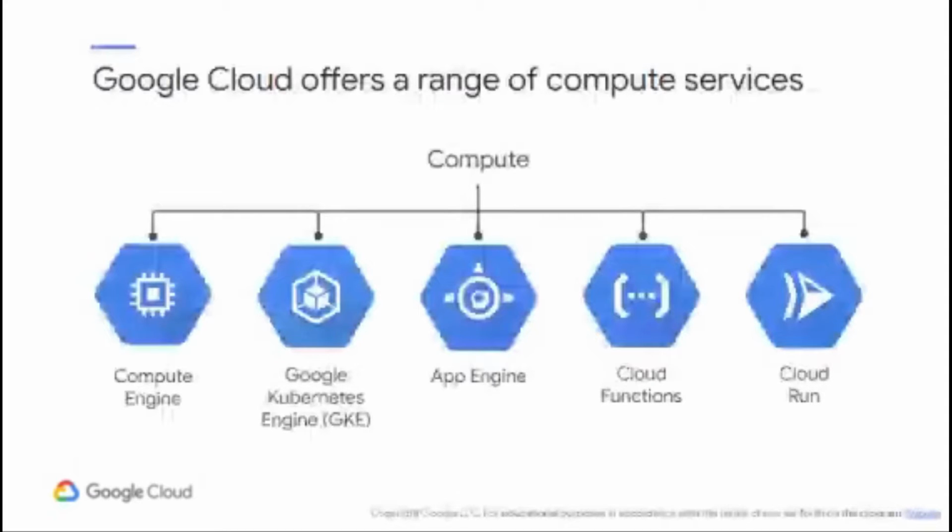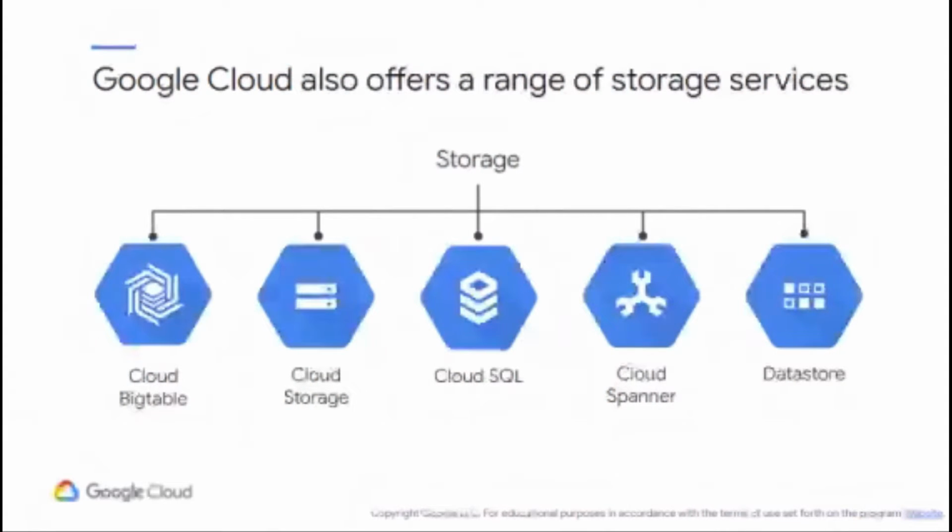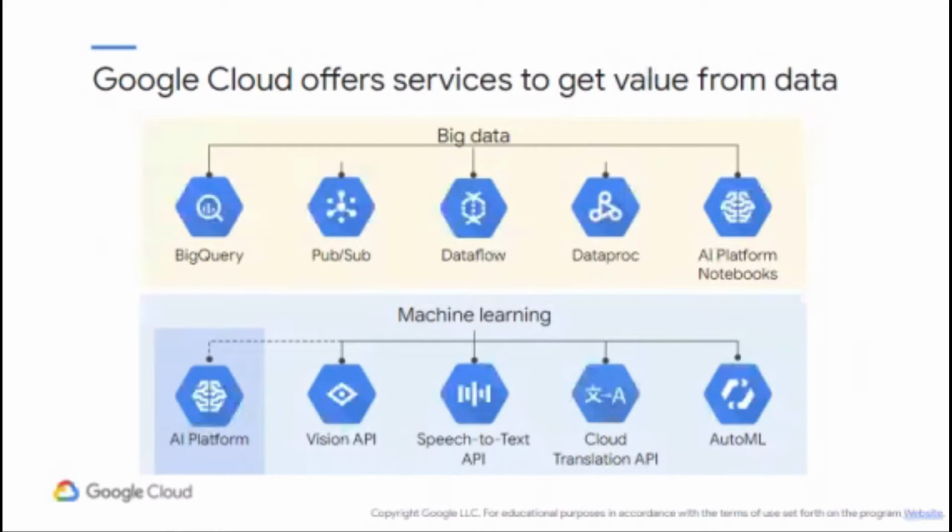Yeah. So just as we talked about IaaS, SaaS, and PaaS, now we have Google Cloud, which also offers a range of computing services. Through your challenge labs and labs, you will get to know more about this. In terms of storage, it also provides a range of storage services in the form of Cloud Storage, Cloud SQL, and Cloud Spanner. In terms of data, it has BigQuery, Pub/Sub, and Dataflow, and in machine learning, the API features are also there.